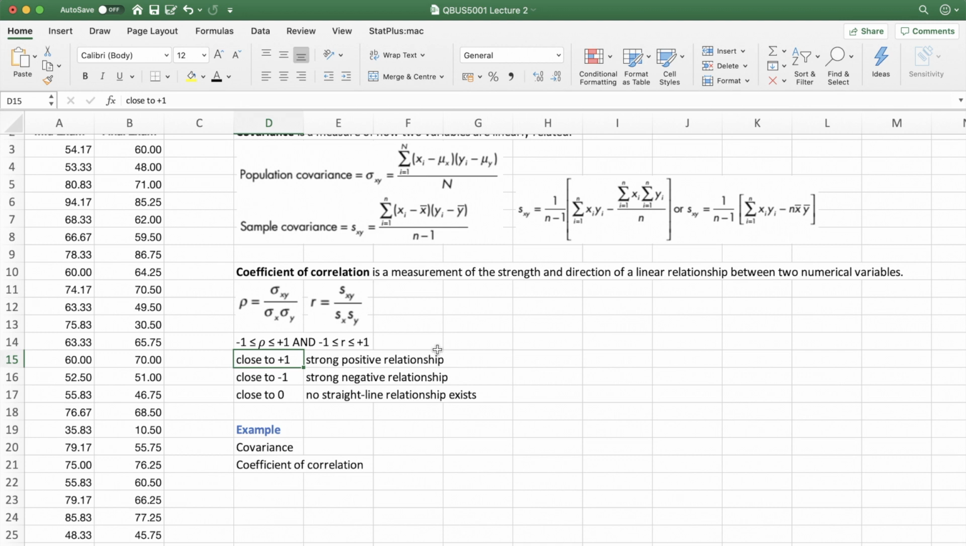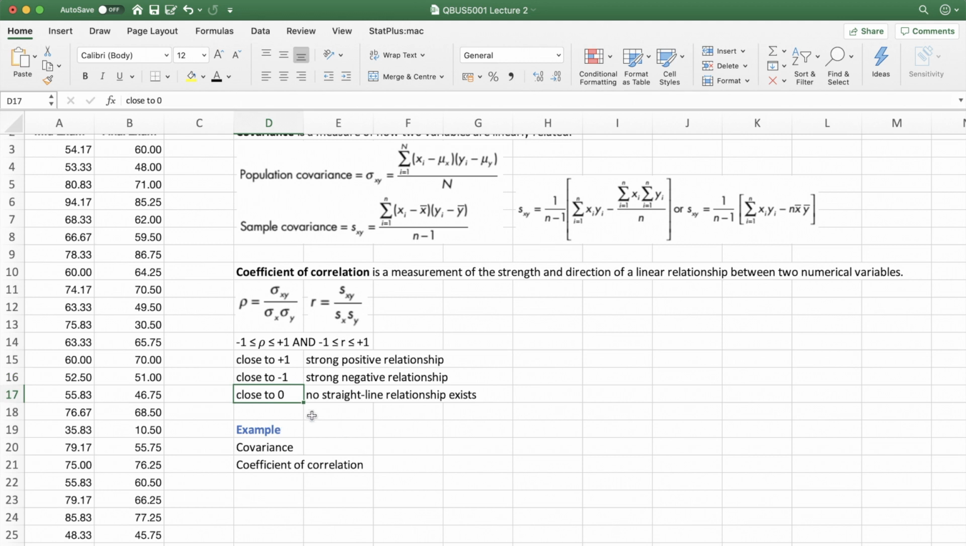A correlation close to 1 indicates the two variables are very strongly positively related. The closer the correlation is to 1, the closer the relationship is to being described by a straight line, sloping upwards from left to right. A correlation close to -1 tells us that there is a strong negative relationship. As one variable increases, the other decreases. A correlation close to 0 indicates that no straight line relationship exists.